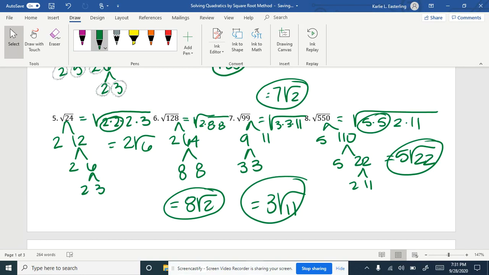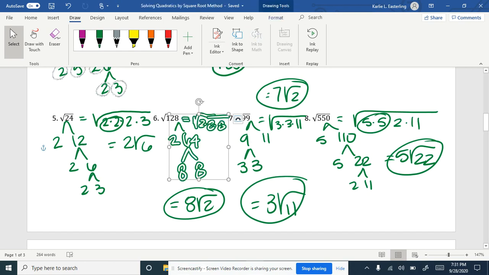Hopefully you feel comfortable with these. If not, I believe that there's some more practice in your homework. Pretty much it's just making factor trees and simplifying what you can. And you can only pull out something if you have 2 of it because we're talking about square roots here.